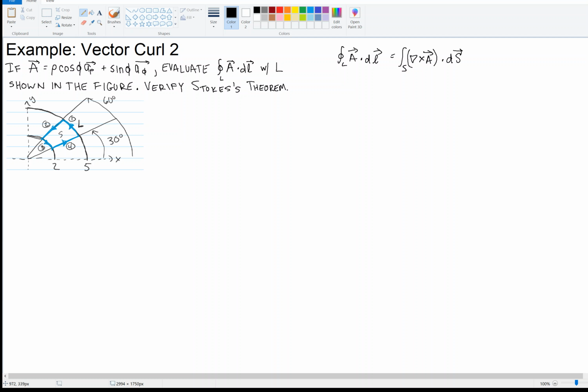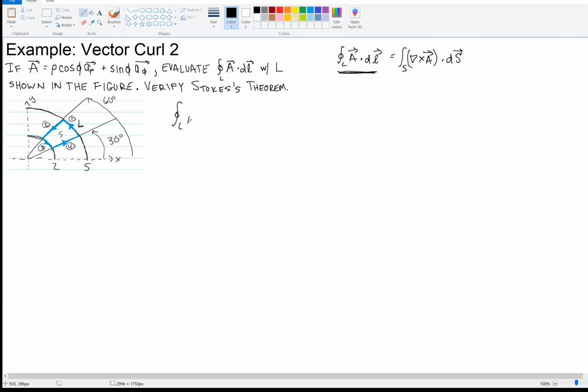So in order to verify Stokes theorem, we are going to calculate both sides of this equation, and hopefully we get the same value. So we're going to start with the left. Calculate the closed line integral of A dot dl. Alright, so let's do that.